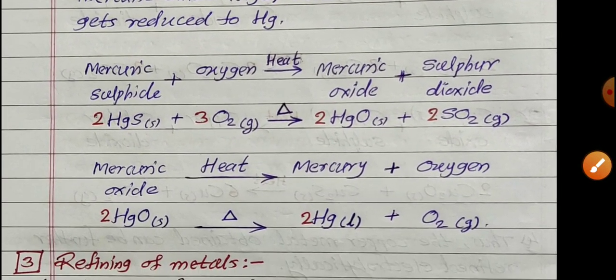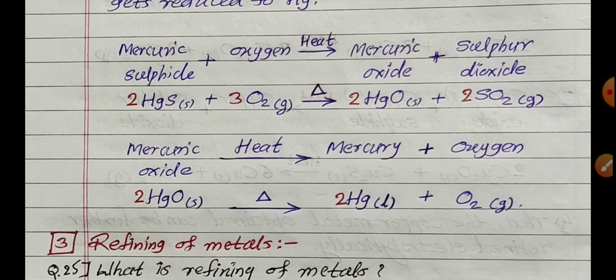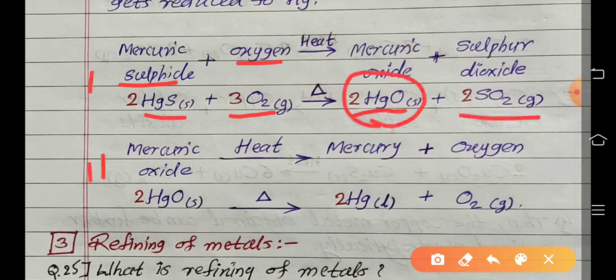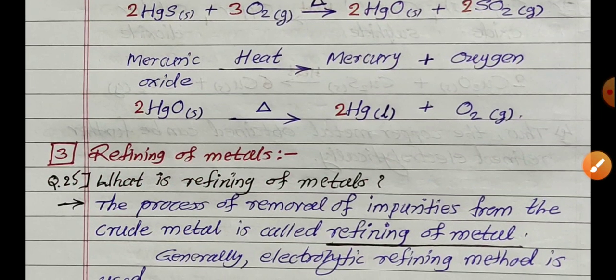Now see the reaction. Two reactions are given here for HgS. Mercuric sulfide is heated in air, so it reacts with oxygen. The sulfide is converted into mercuric oxide plus SO2 gas, sulfur dioxide gas, which is released. Try to balance the reaction. This is the first step. In the second step, this mercuric oxide is heated again. Then mercury is separated out and oxygen gas is released. Are you all getting it?